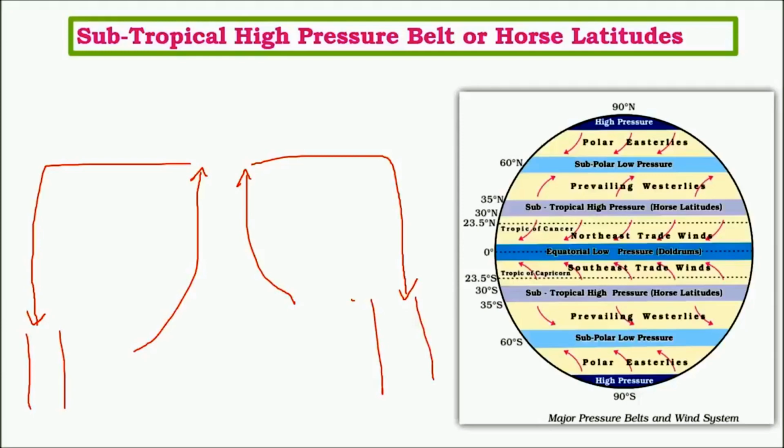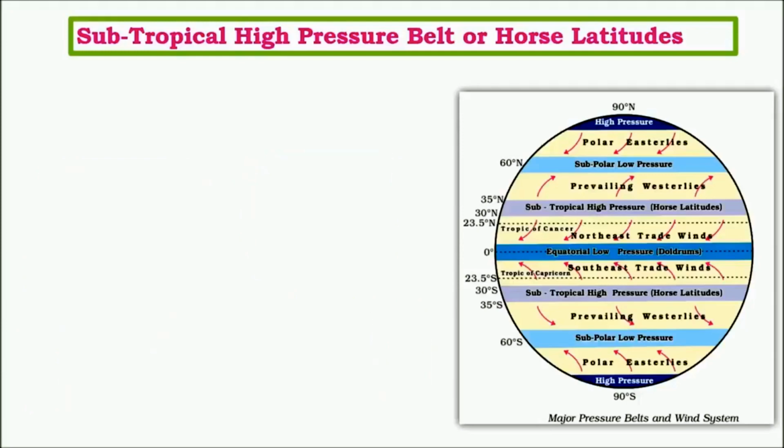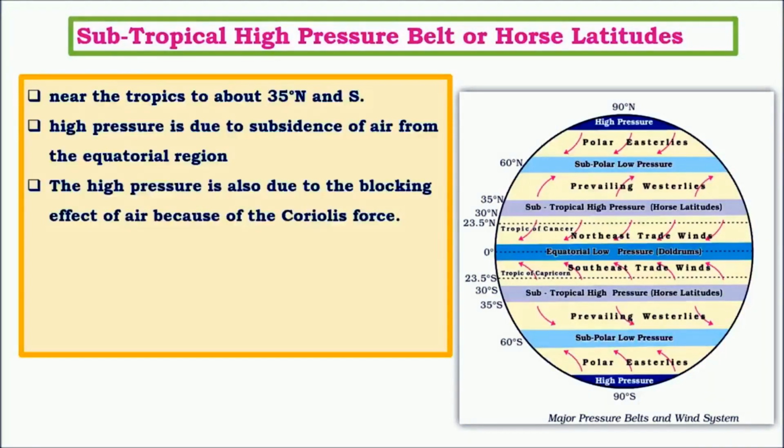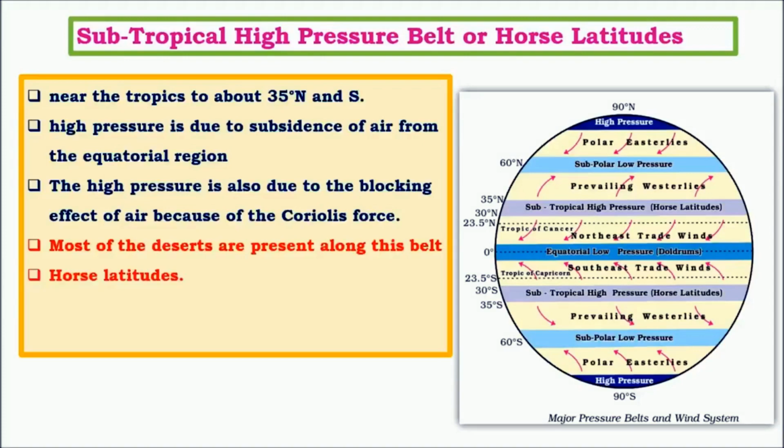So the subtropical high pressure zone is formed due to subsidence of warm and dry air which is coming from equatorial low regions. It occurs around 25 to 35 degrees north and south. And the high pressure is due to subsidence. So I've shown what subsidence is. Then high pressure is also due to the blocking effect of air because of the Coriolis force.